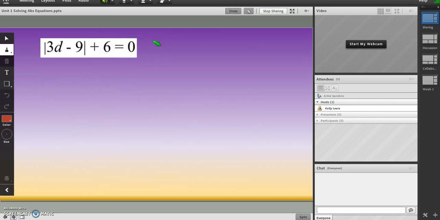Let's do another one. Right here, we need the absolute value, this guy, to be all by itself. So let's subtract 6. So we get the absolute value of 3d minus 9 equals negative 6.